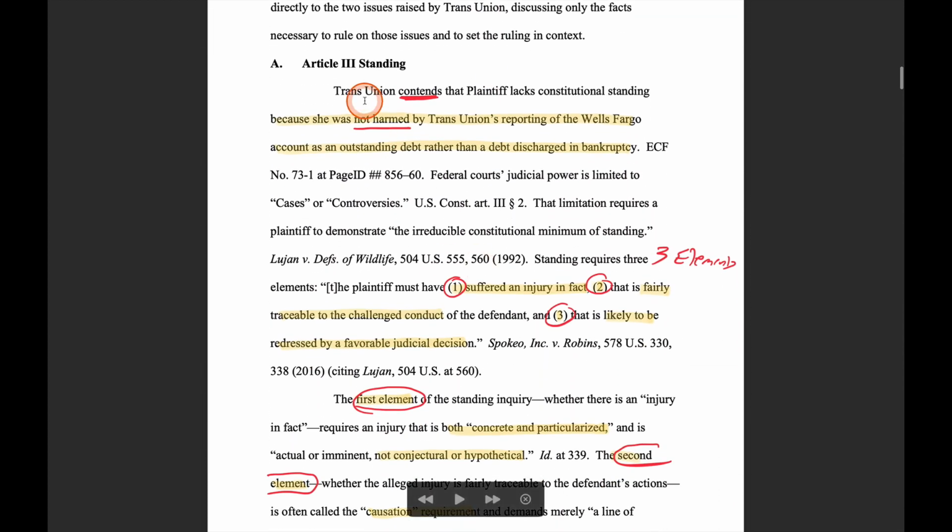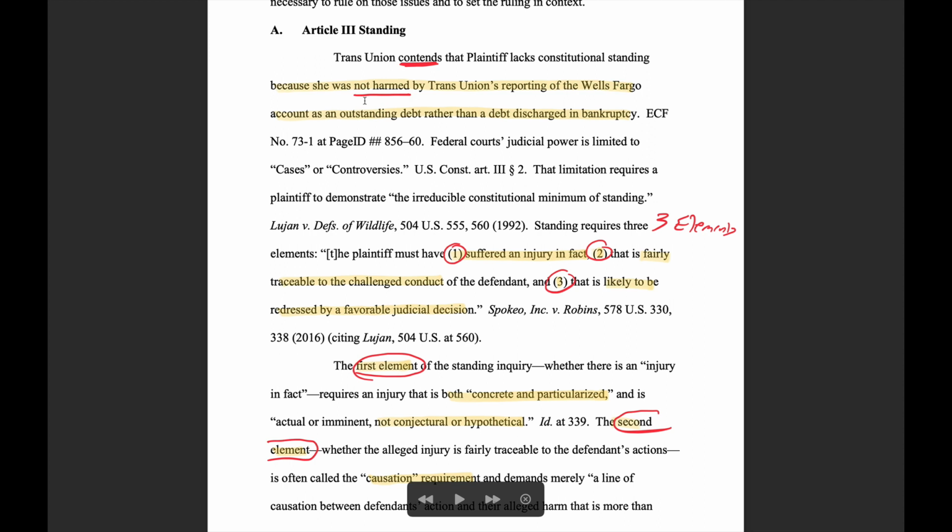So what is Article 3 standing? Well, this is simply saying that under Article 3 of the Constitution, you have to have a case or controversy, and that has been interpreted to mean you have to have these three elements. So there's an injury in fact, so you have to be damaged. Number two, we have to be able to trace the damage back to the supposed bad conduct of the defendant. And then number three, there has to be the ability to be redressed by a favorable decision. All that means is there has to be something the court can do.